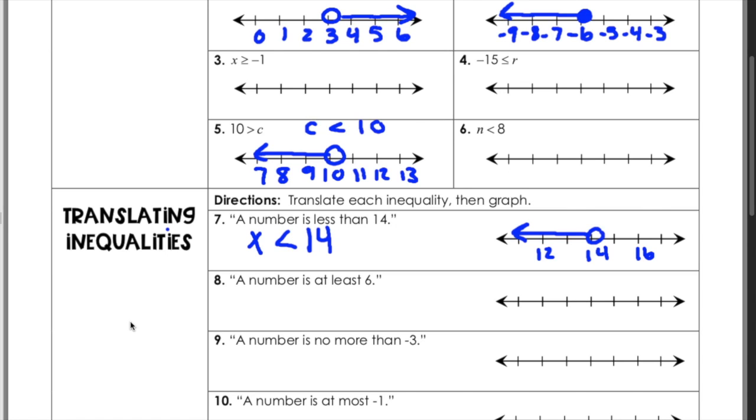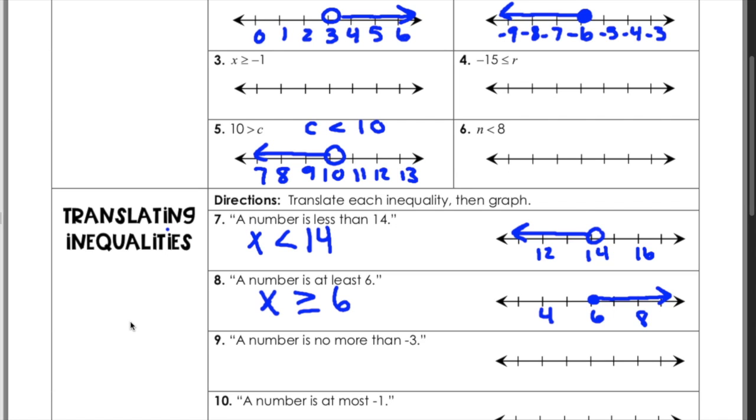All right, let's look at number 8. It says a number is at least 6. So if a number is at least 6, that means that it can be 6 or more than 6. So our inequality for this one is going to be x is greater than or equal to 6, because it can be 6, but it can be more than that. So I'm going to put 6 in the middle, and then we'll put 8 like that, 4. And this is going to be a closed circle, right? If it's greater than or equal to, that means it can be 6, and all the numbers that are greater than 6 are to the right. So our arrow goes to the right.